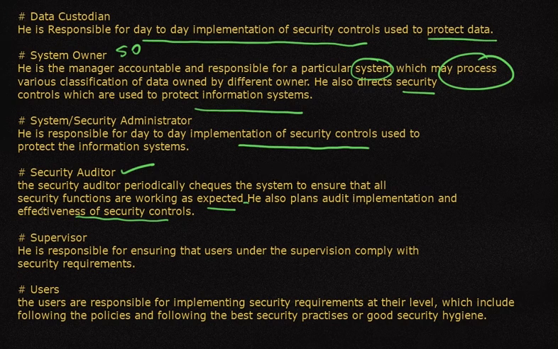Next, we move on to the supervisor. The supervisor is responsible for ensuring that users under his supervision comply with the security requirements of the organization. Users are the end users. They are responsible for implementing security requirements at their level. Desktop users are mandated to follow best security practices and good security hygiene. So this is about the users.